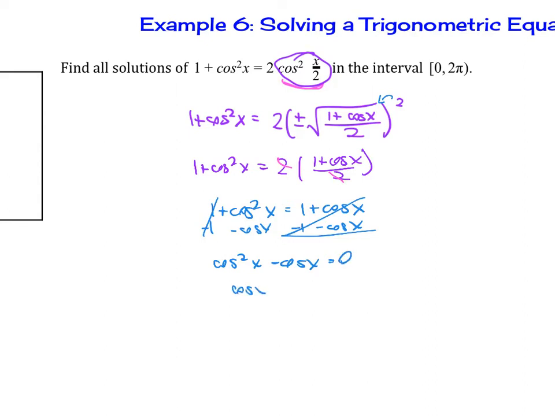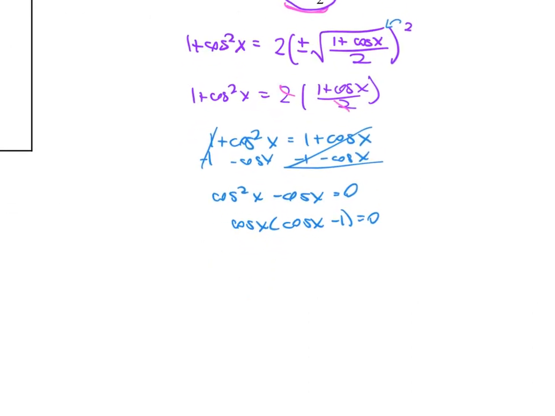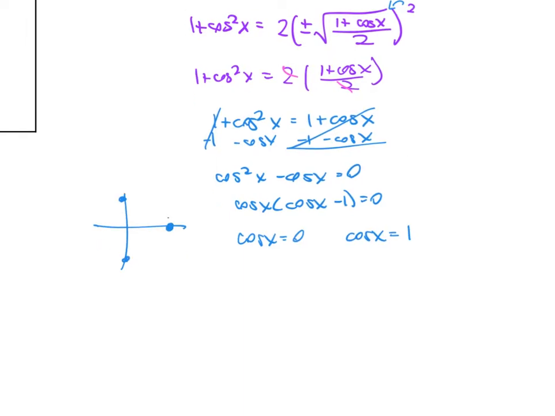We can factor out a cosine of x, so this is cosine of x times cosine of x minus 1 equals 0. Using the zero product property, we have cosine of x equals 0, cosine of x equals 1, and so we see when is that true. So cosine is 0 here, and cosine equals 1 over here. So we know that's at 0, and cosine is 0 at pi over 2 and 3 pi over 2.